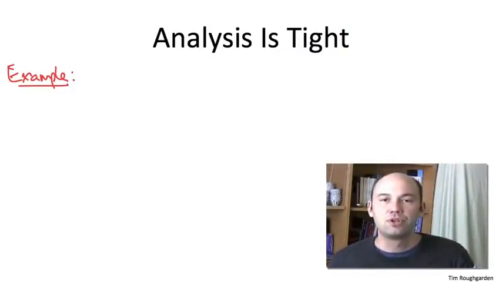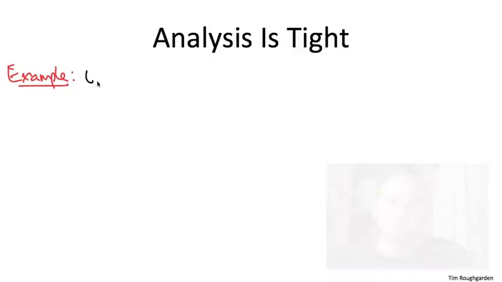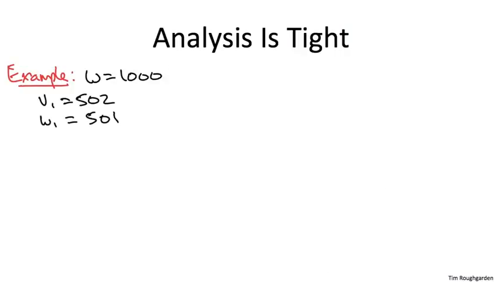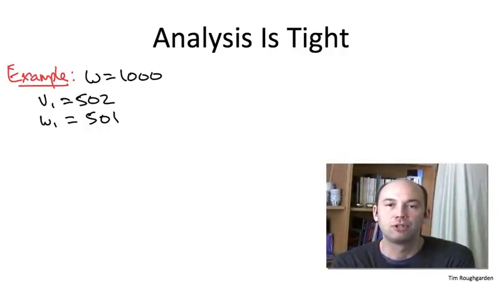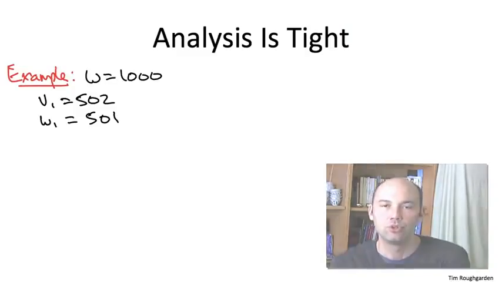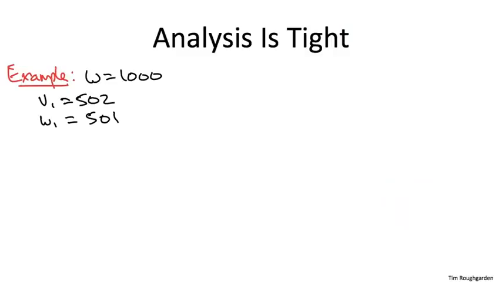So here's an example that shows that there really are knapsack instances on which this 3-step greedy algorithm might obtain merely 50% of the value of an optimal solution. In this example, we're going to set the knapsack capacity capital W to be 1,000. There's going to be 3 items. Item 1 will have a value of 502 and a size of 501. The second and third items are going to be identical. Both are going to have value 500. Both are going to have size 500.